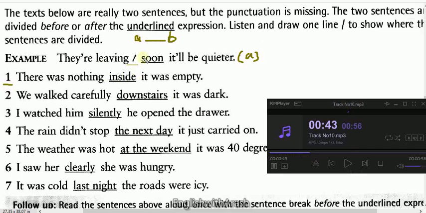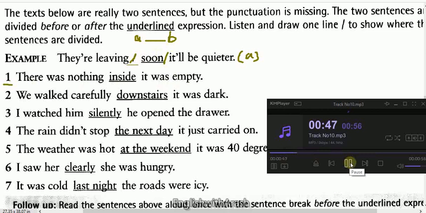You're welcome, Element. So where is the pause? Is it A or is it B? A is here. B is after that. So there was nothing inside. It was empty. So is it A or is it B? Want to listen again? There was nothing inside. It was empty.